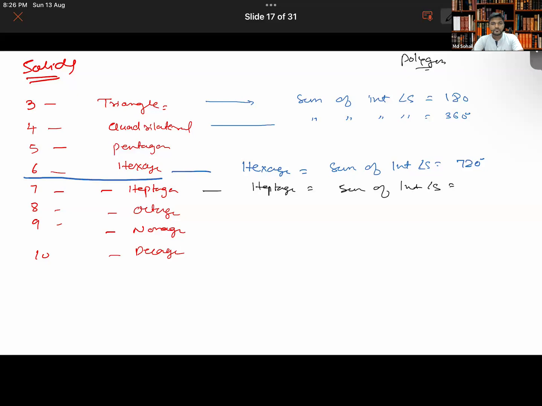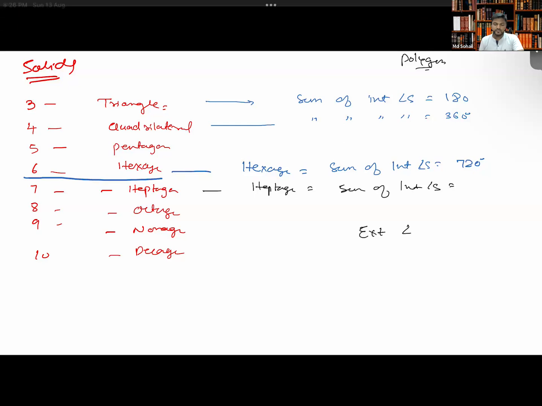So we can find exterior angle by n minus 2 multiplied by 180. N minus 2 multiplied by 180.